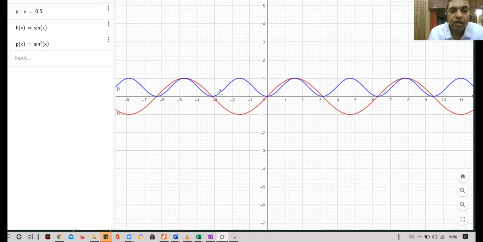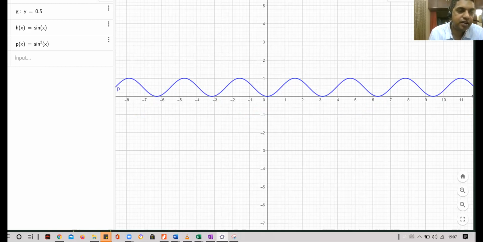Now what I want to show is, of course, this is sine x and this is sine square x. You can see sine x repeats at every 2 pi. This is pi, 3.14, 2 pi is 6.28. So after one full cycle, sine repeats. Sine square, of course, repeats every pi.